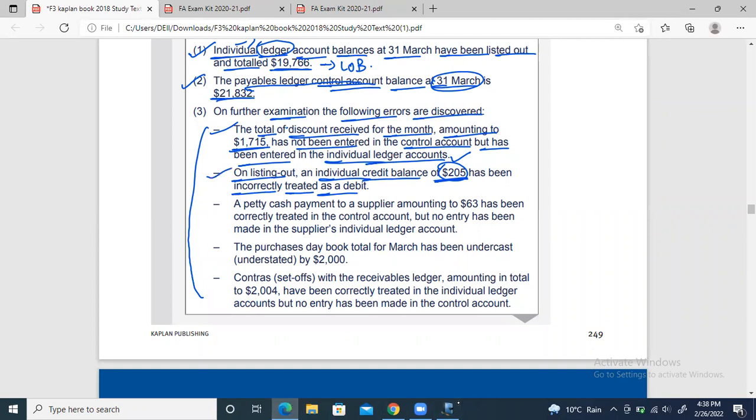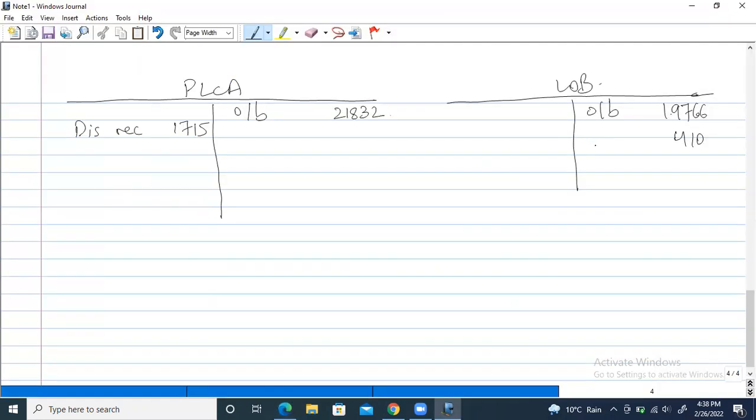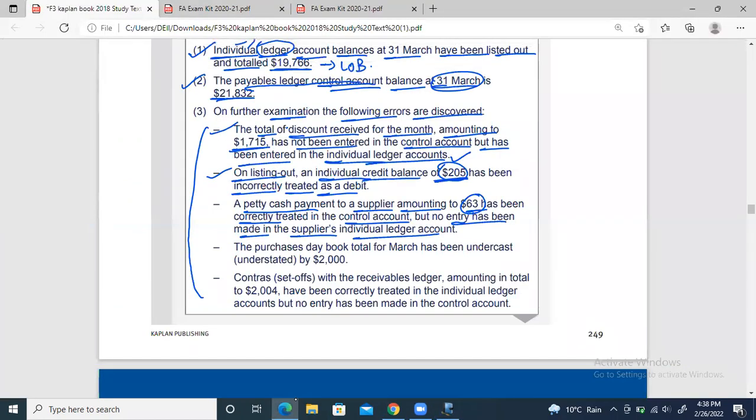Now let's see the third one. A petty cash payment to a supplier amounting to 63 has been correctly treated in the control account. So the control account is good to go, but no entry has been made in the supplier's individual ledger account. This was a payment to a supplier, 63, and a payment to a supplier reduces the liability. So it will reduce the liability on the debit side. Both are liabilities, so the treatment is the same, only the amounts and features differ.